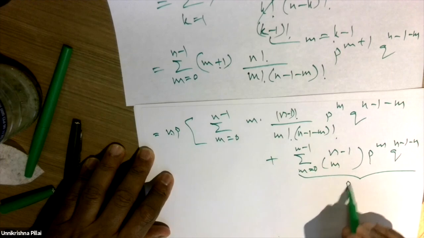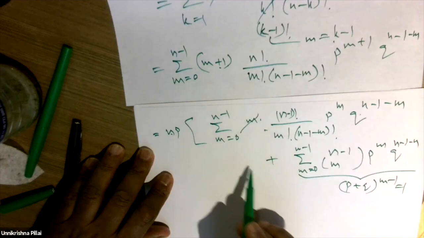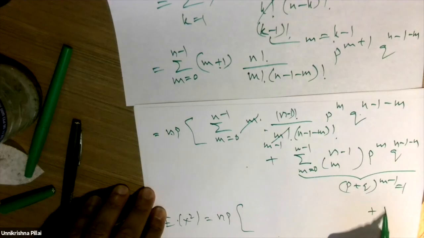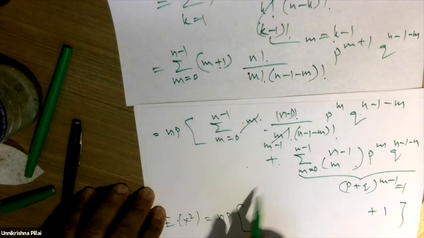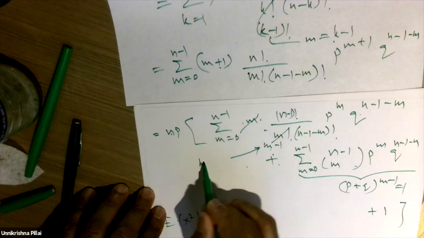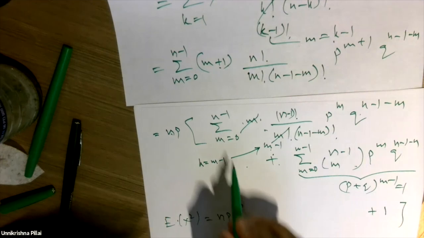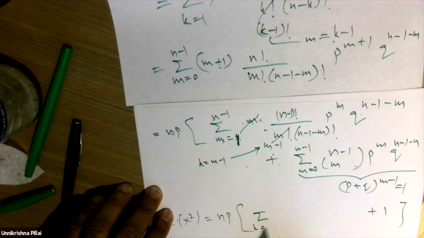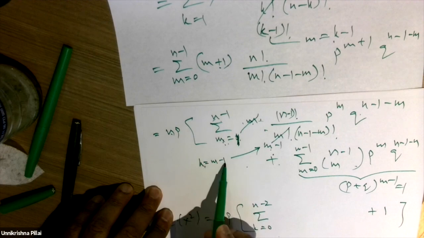So let's concentrate here. Again, I cancel m. This becomes m minus 1. So the expected value of x squared is np times the first term, which is 1. You have to do this carefully. The last term is the one that we got. Here, when I cancel m, this becomes m minus 1 factorial. Before that, this m goes from 1 through n minus 1, because if m equals 0, there is no contribution. So I put m minus 1 back to k. K is from 0 through n minus 2, because when m is 1, k is 0, and when m is n minus 1, k is n minus 2.